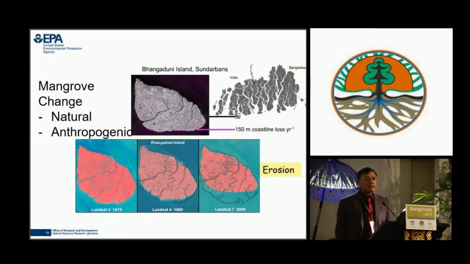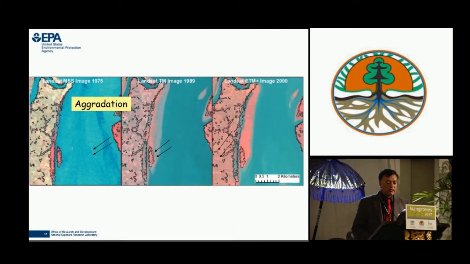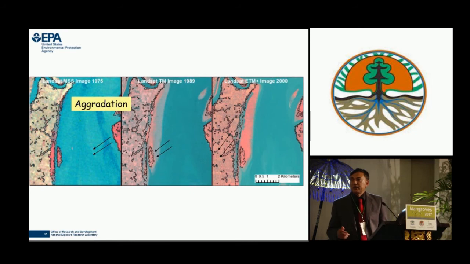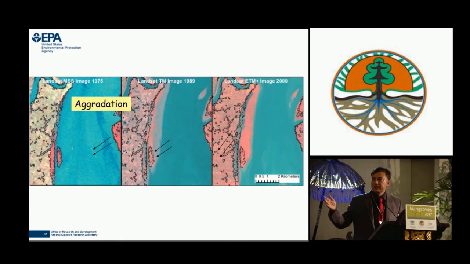Now, the next thing I want you to look at is the change, capturing both natural changes as well as anthropogenic changes. Here is an example of one of the islands in Sundarban. We have time series satellite images, and through time there was erosion, we lost the island, and at the same time we lost the mangrove. Another example here shows aggradation, where because of the sedimentation, the land area has increased, and in the process we also gain mangrove areas.